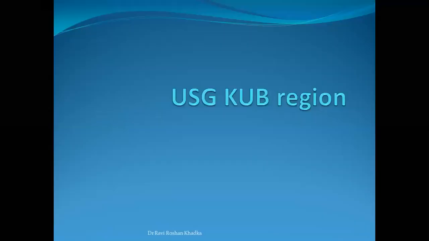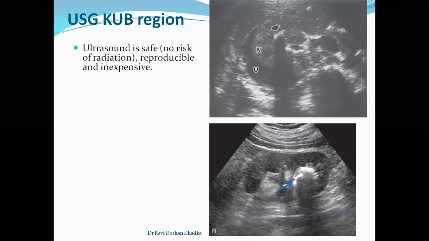Now let us see about ultrasonogram of the KUB region. This is a very good test because ultrasonogram is very safe, as there is no radiation at all, and we can reproduce the test. That is, we can do it repeatedly because we don't have any radiation, and it is really inexpensive compared to CT scan.